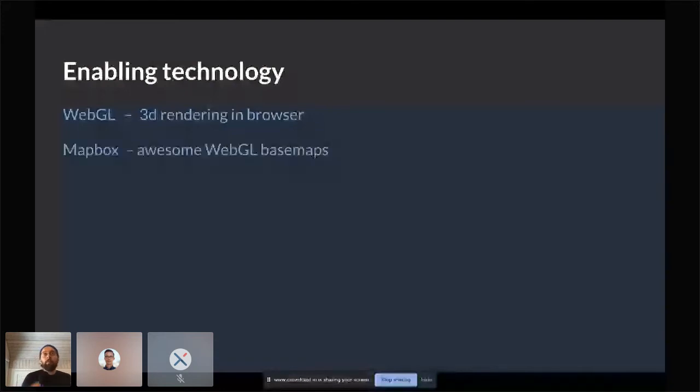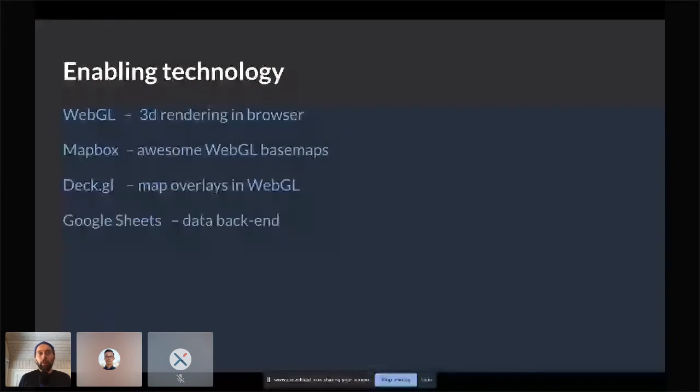Mapbox is a fantastic WebGL mapping technology, which I'm using for the base maps. DeckGL is a tool for creating WebGL overlays for a map. It makes it much simpler, much easier to render something with WebGL, and it's made specifically for mapping, for geographic maps. And it's really an enabler for Flowmap Blue.